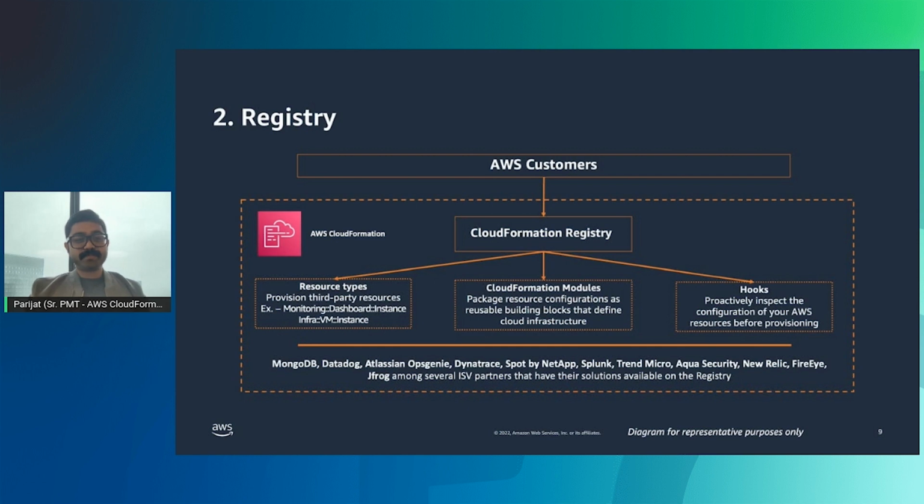But moving on, I do want to talk about the registry, right? Because whenever a customer defines a template saying I need these resources to be provisioned into my account, there needs to be some sort of a resource layer where the resources then get provisioned. So what the CloudFormation registry does is we offer three major types: resource types, modules, and hooks. A resource type allows customers to provision any sort of third-party resources that they want through the custom resource feature.